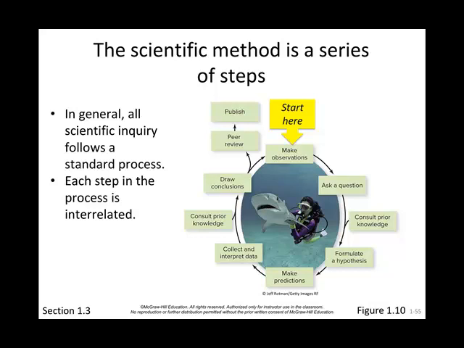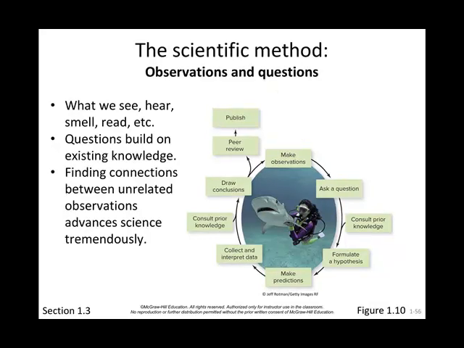Now that we have defined life and categorized it, we're going to talk about how we go about studying living organisms. Scientists follow a systematic approach that we call the scientific method. Each step is related to one another. Let me take you through the steps starting with observation.